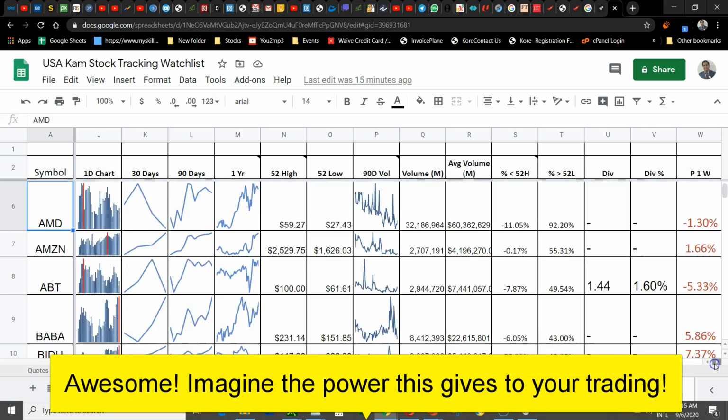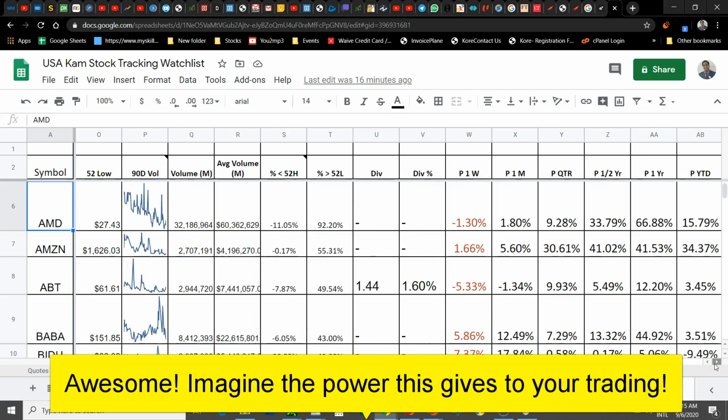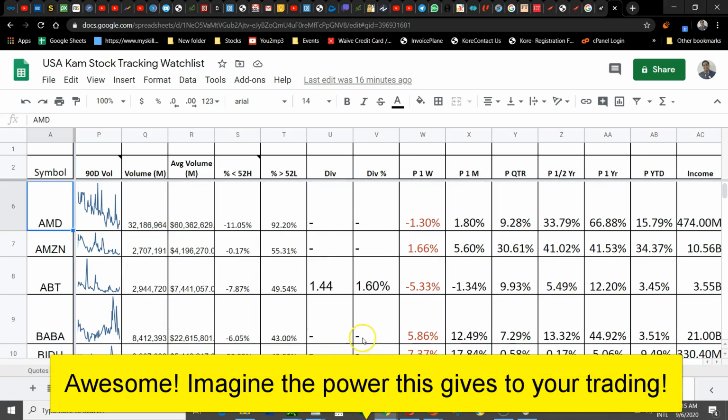So it shows you dividend on the stock, dividend percentage on the stock, profit in last 1 week, in last 1 month, in last quarter, in half a year, in 1 year, and year to date, right? So that shows you now we're in the technicals, right? So these are technicals of the company, and it shows you good stuff to take a decision on whether you should invest in this company right now or not.